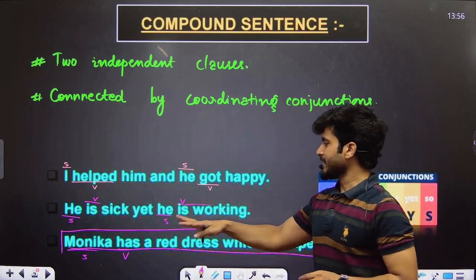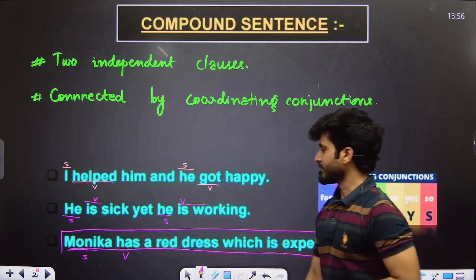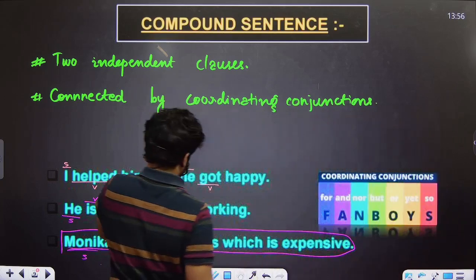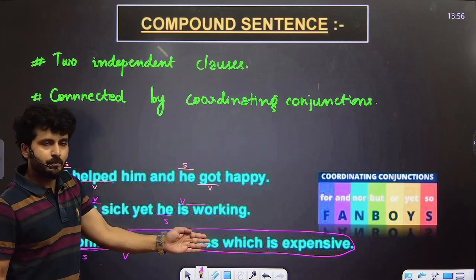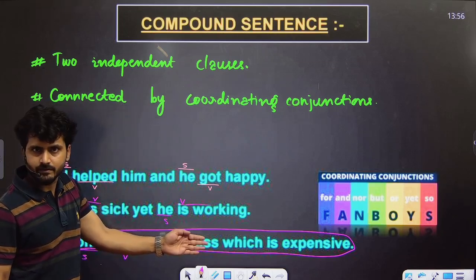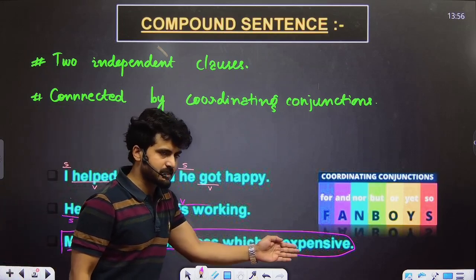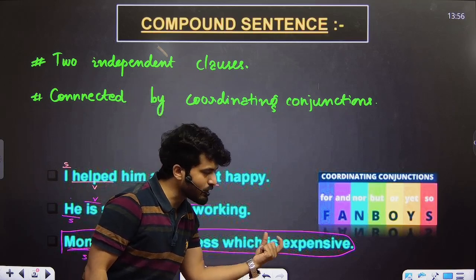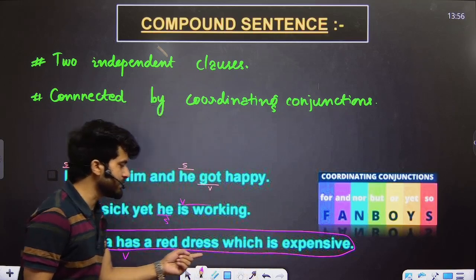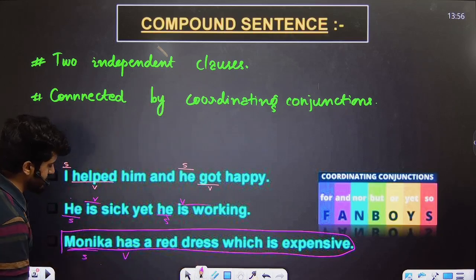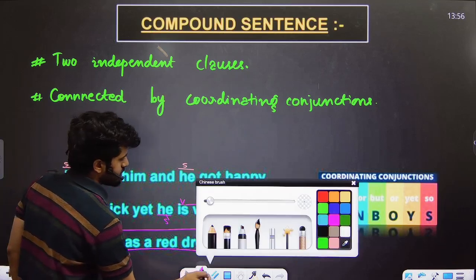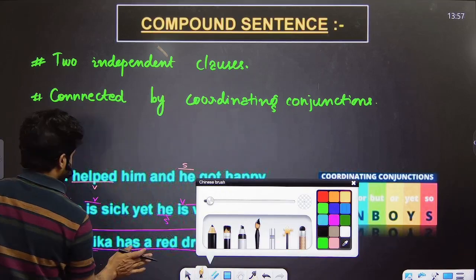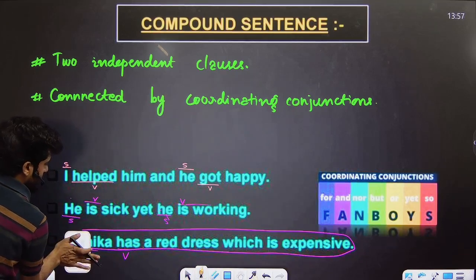See, Monica has a red dress. One subject, one verb. Which is expensive? If I hide the first one, are you getting a complete sense from which is expensive? No. That means in order to understand this, you need the first one. That is your main clause, and that is the dependent clause.